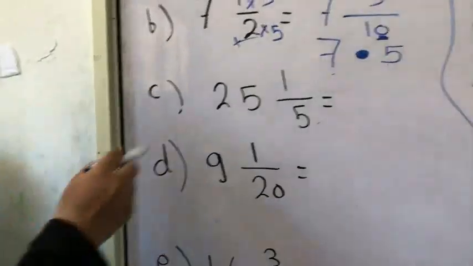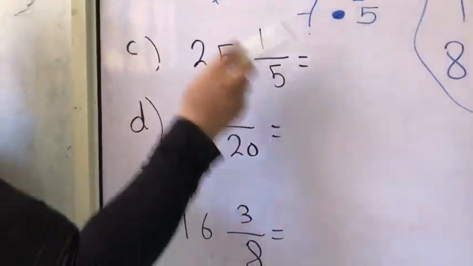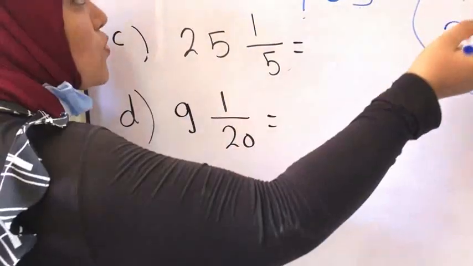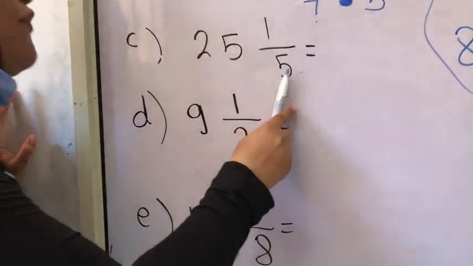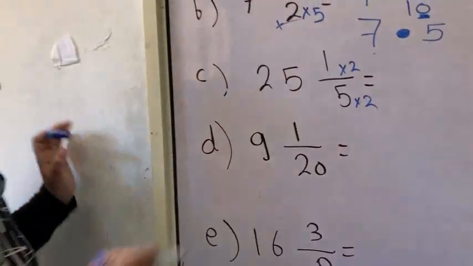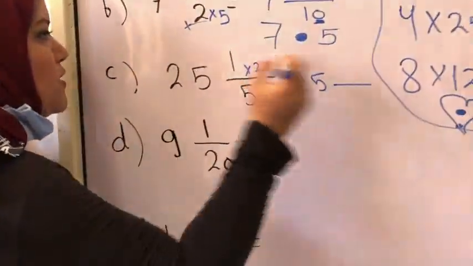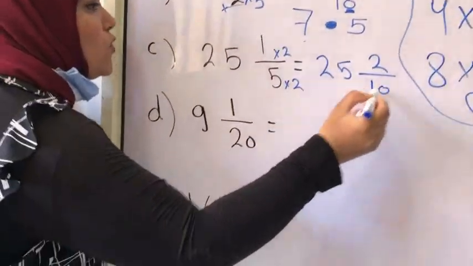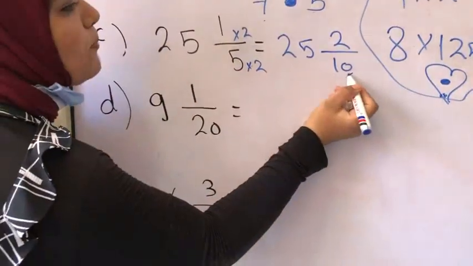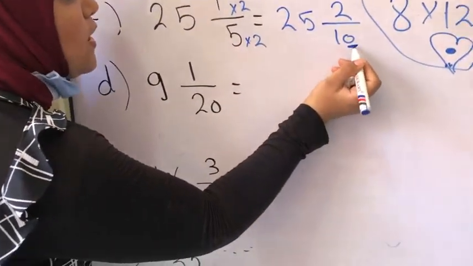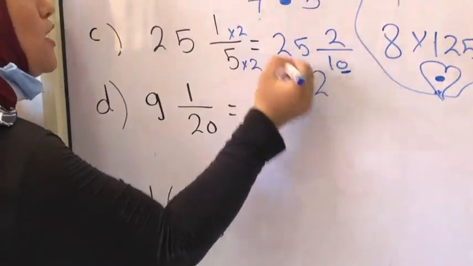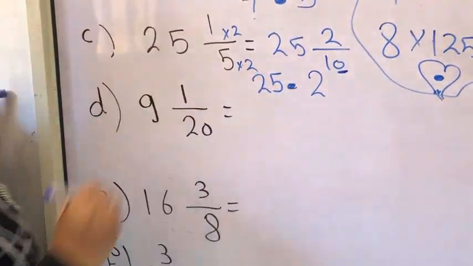Another one, 25 and 1 over 5. Is this ready to write in decimal form? No. So I will go to the table of friends. What is the friend of 5? 2. I will multiply it by 2, and also the numerator. So we have 25 and 1 times 2 is 2, 5 times 2 is 10. Are we ready now? Yes, because I have 10 in the denominator. So we put my point after how many digits? Count with me, 1. So I will write 2 point 5. Here my whole number is 25.